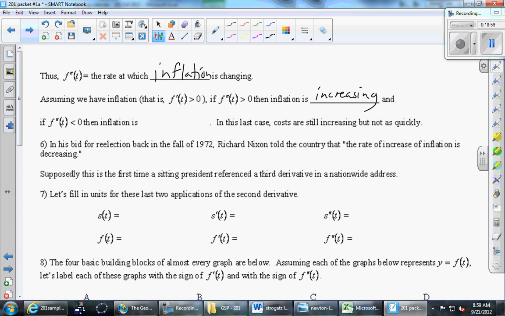Inflation is increasing. If f double prime is negative, I'm not saying that the costs are going down. Costs are still going up. But how are they going up? Slower. They're not going up by as much. Still going up, but going up less and less. So inflation would be decreasing, but it's still positive, I should say. So the costs of this basket of goods would be increasing, but slower and slower.